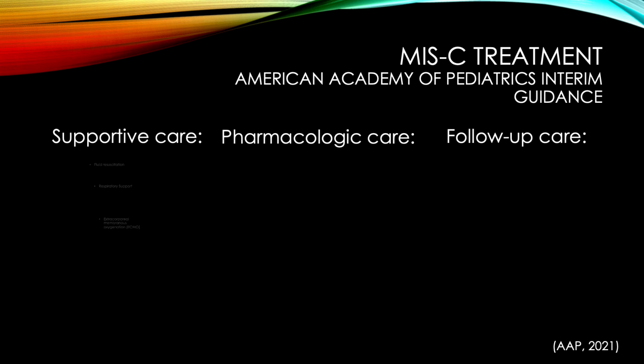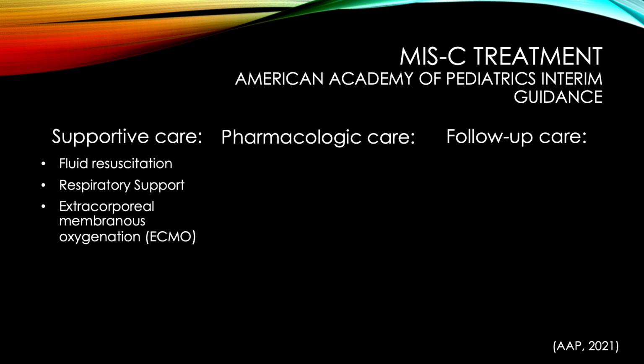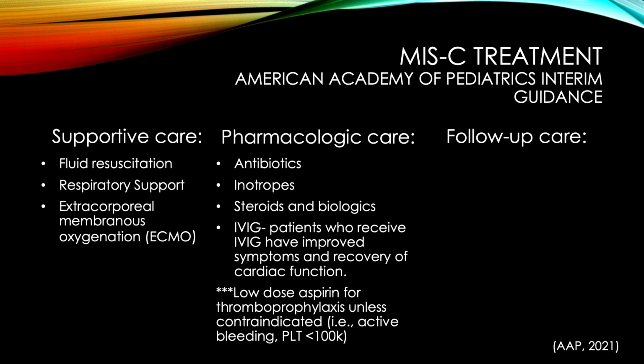Now let's look at treatment. We want to do supportive care, fluid resuscitation, respiratory support, maybe ECMO if it's very bad. Pharmacological care looks like antibiotics, inotropes for that cardiogenic shock, steroids, biologics, IVIG. This all helps with immunotherapy, and it's actually been shown to improve their symptoms and help them recover their cardiac function. There also might be an order for low-dose aspirin to help with thrombosis, unless it's contraindicated in the event of active bleeding or a platelet count less than 100,000.